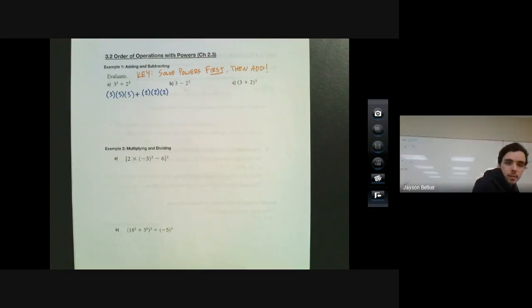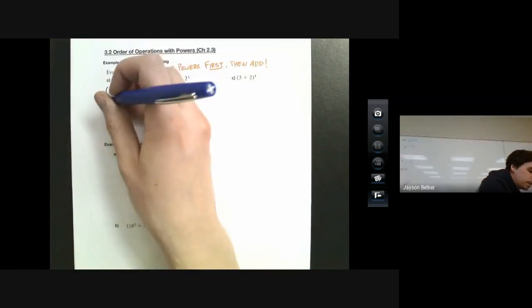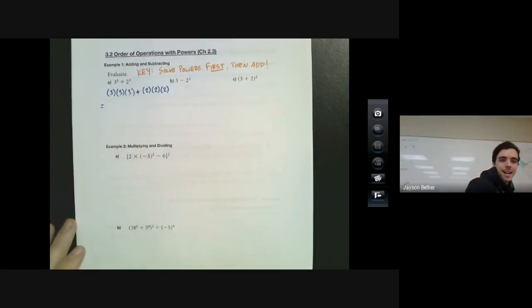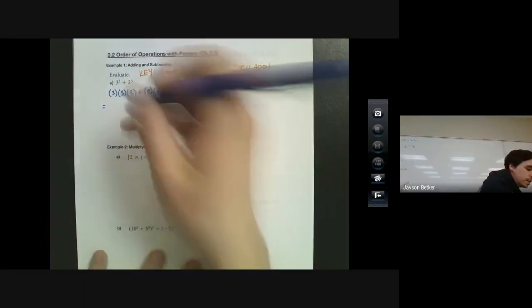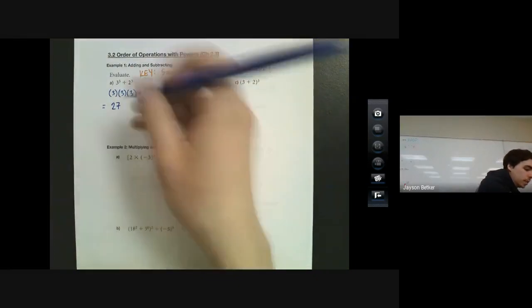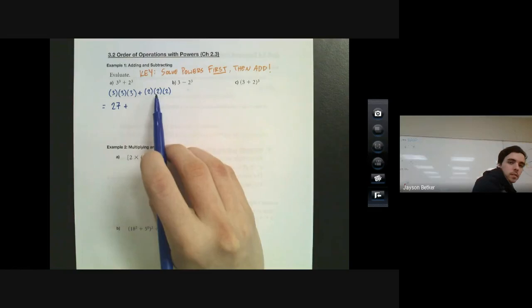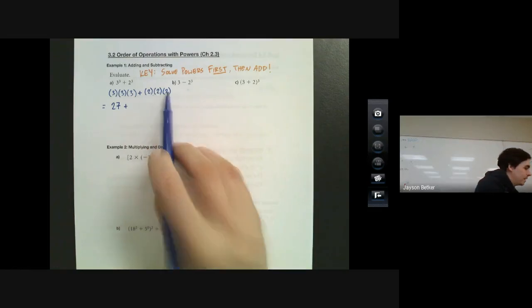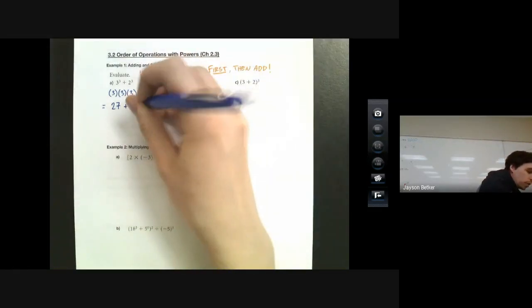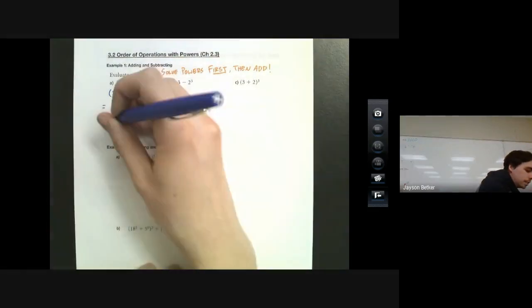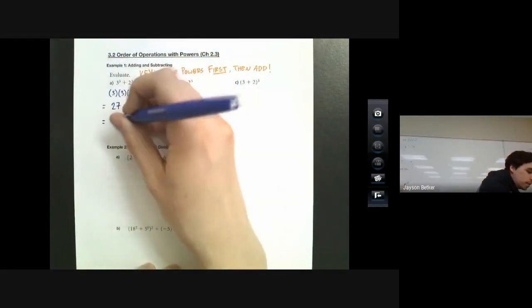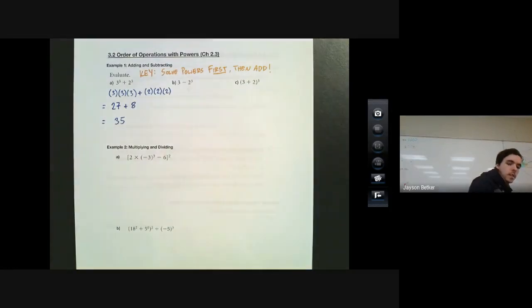Pretty straightforward. We take 3 times 3 times 3. 3 times 3 is 9. 9 times 3 is 27. And then plus 2 times 2 is 4. 4 times 2, 8. 27 plus 8 gives us a final answer of 35. 35 is our final answer for part A.